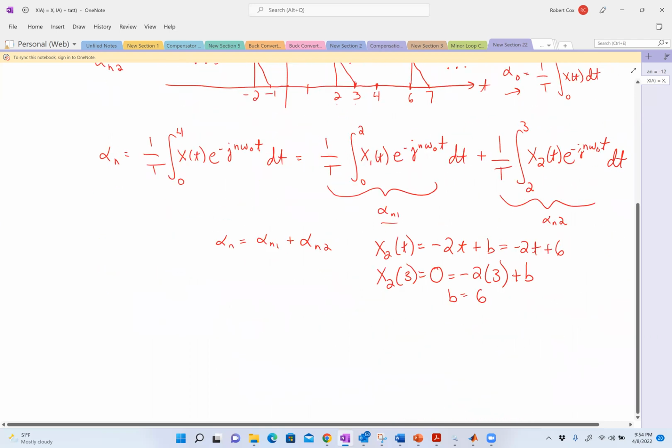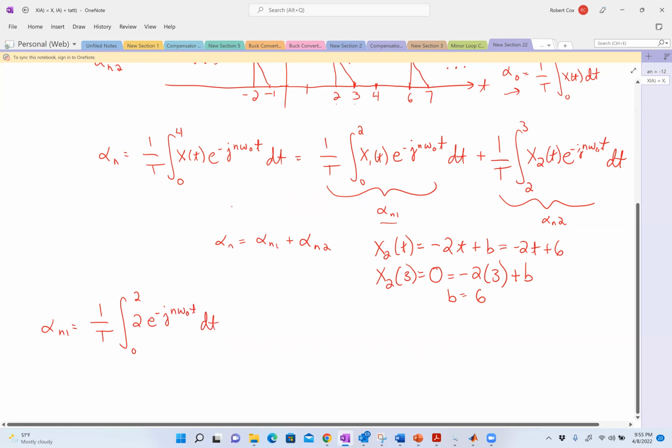So here we go. Let's start the integral. Alpha n1 is 1 over T integral 0 to 2. x1 of t, we said, is the number 2, e to the negative j n omega naught t dt. If you don't see that, you can go back to the top to review it. Now what I'm going to do in this problem is make a substitution and say a equals negative j n omega naught. And I'm going to write this as 1 over T integral 0 to 2 e to the a t.